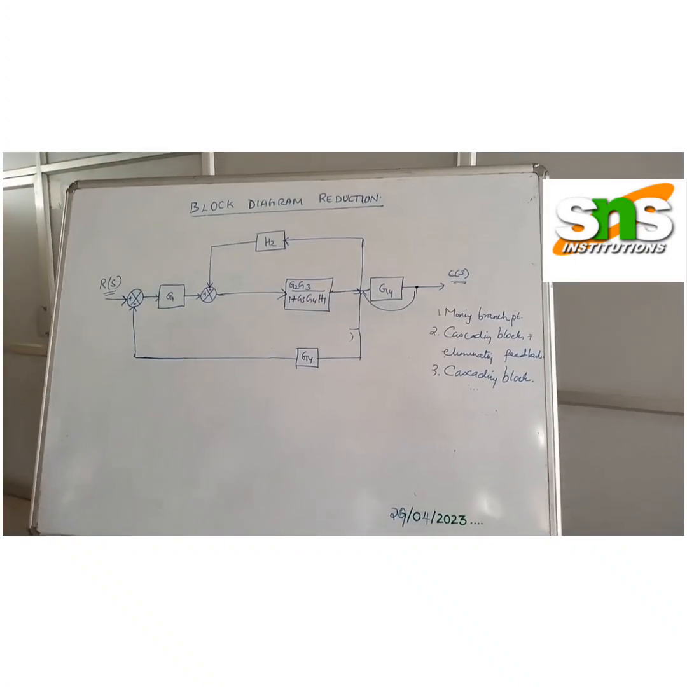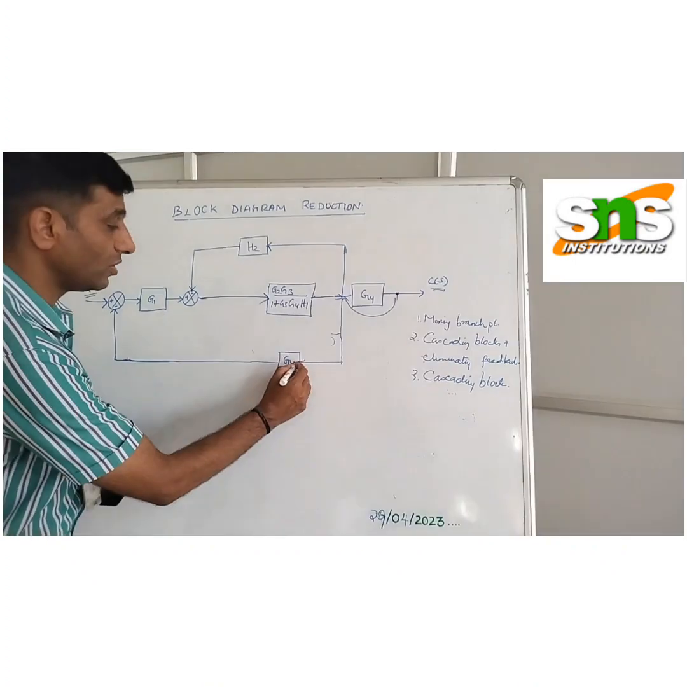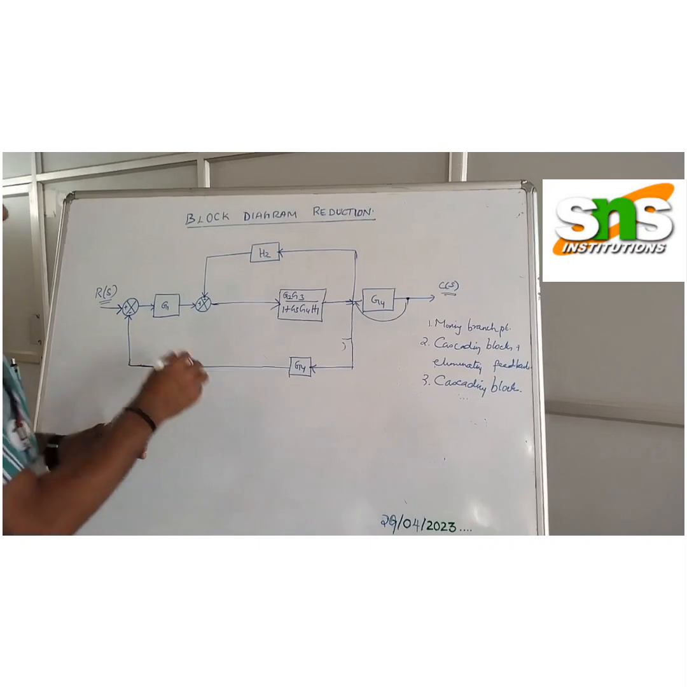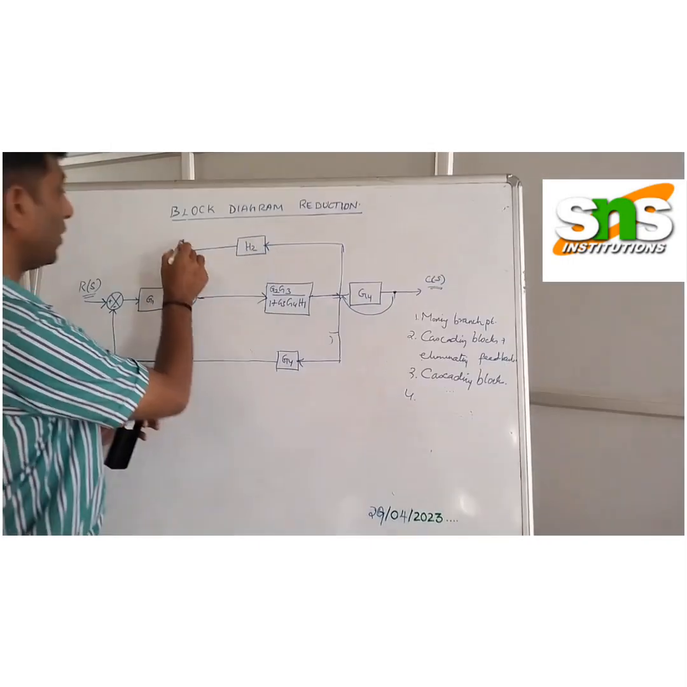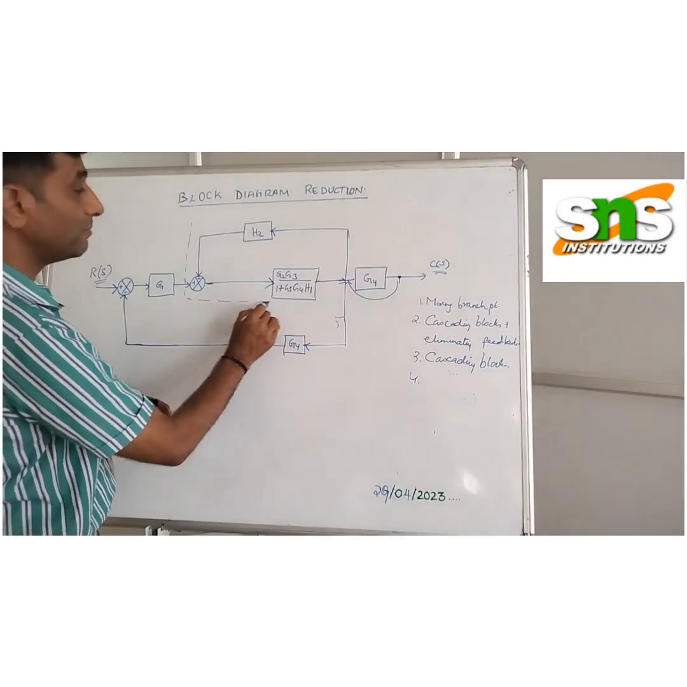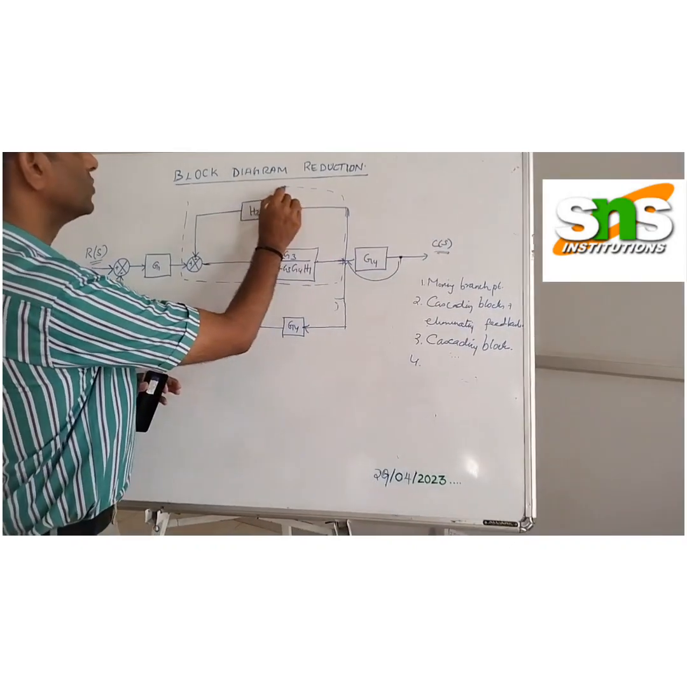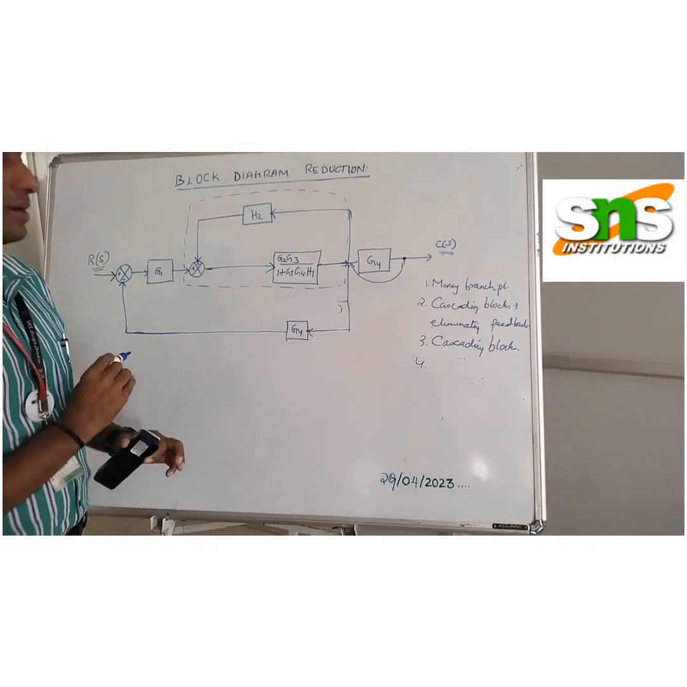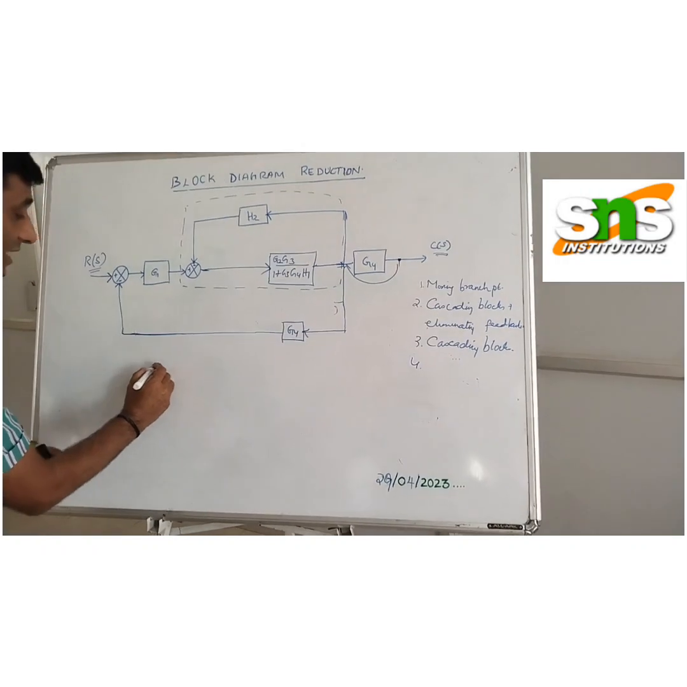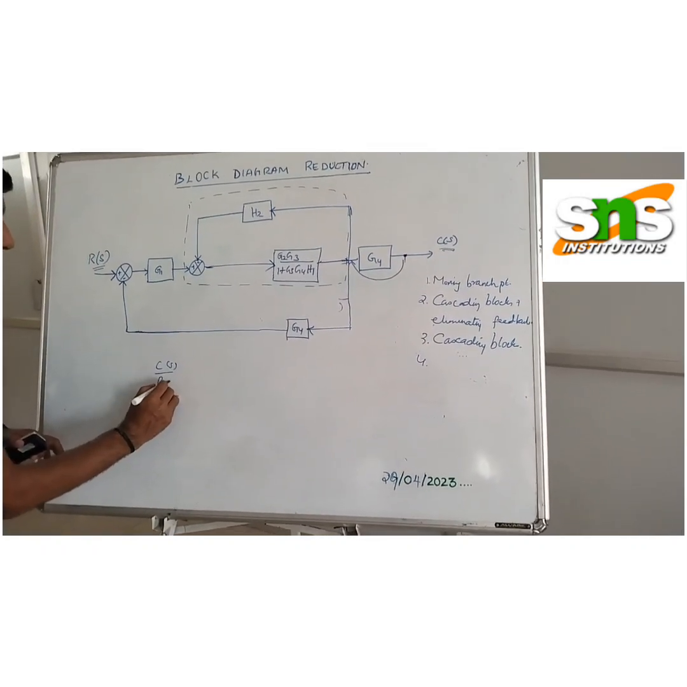So I have cascaded the blocks. Okay, I have cascaded the blocks. I have eliminated. So my step 4. Now you can see we have another feedback path over here. So I am going to eliminate this feedback path again using the formula C of S by R of S.